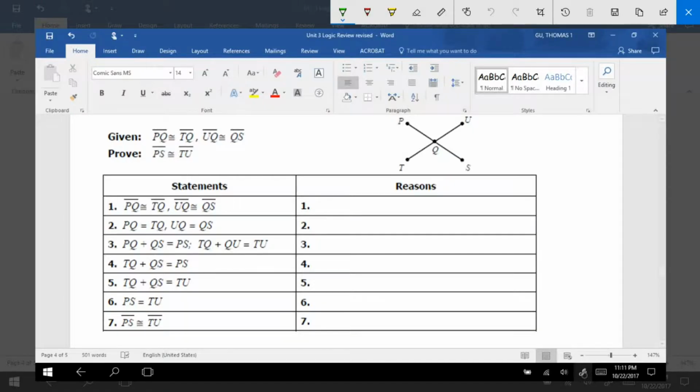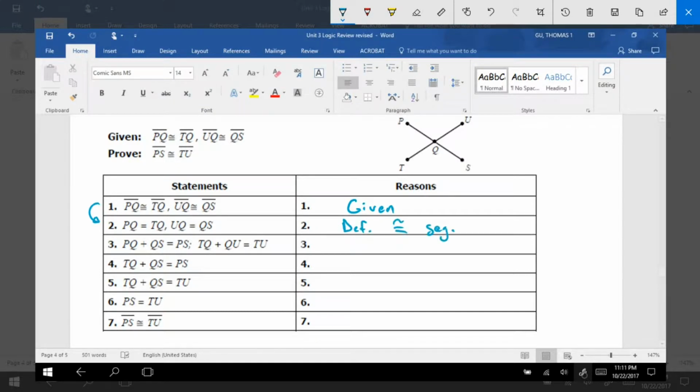This one, they gave you all of these statements, and you only have to give the reasons, so that's not too bad. So reason number 1, it's always going to be given. So this one is blank. I'm going to write given. All right, number 2, how did I go from the congruent signs from number 1 to the equal signs in number 2? That's always the definition of congruent segments.